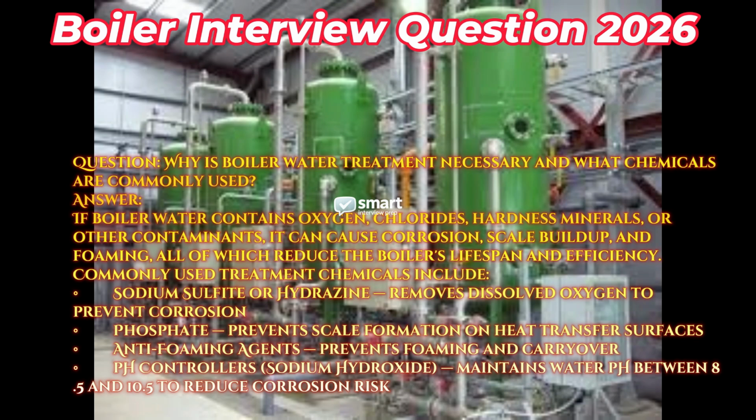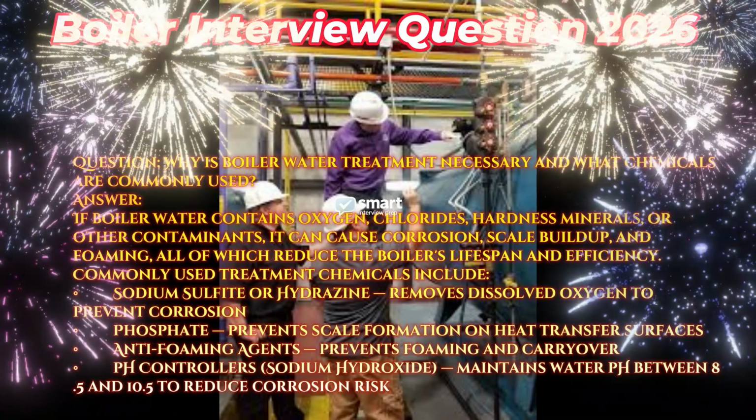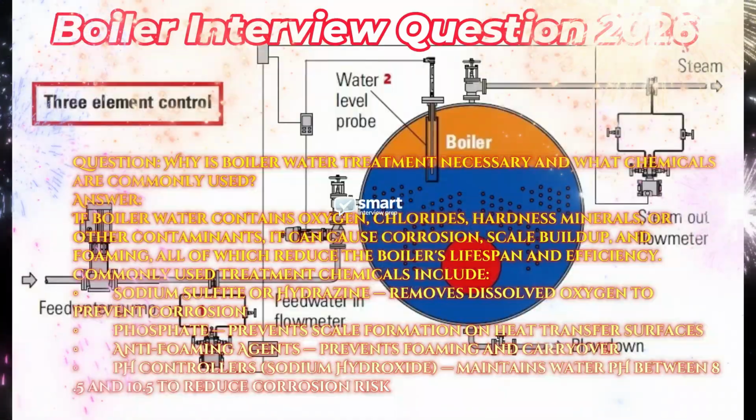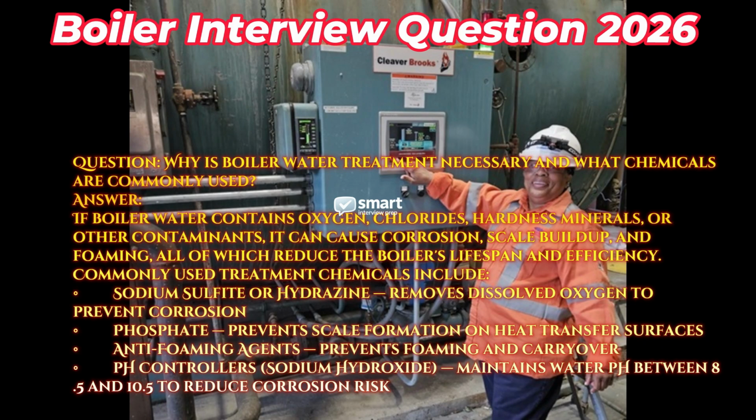Question: Why is boiler water treatment necessary and what chemicals are commonly used? Answer: If boiler water contains oxygen, chlorides, hardness minerals, or other contaminants, it can cause corrosion, scale buildup, and foaming, all of which reduce the boiler's lifespan and efficiency.